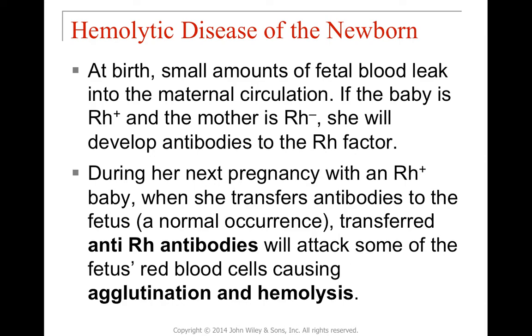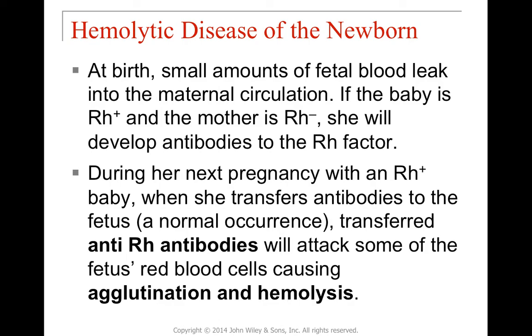So at birth, we're going to have a little bit of fetal blood leak into maternal circulation. If the baby is RH positive and the mother is RH negative, that means she's never seen that RH before. Now she's going to have seen it and she's going to create antibodies to that RH factor. That means that now if she sees another RH positive baby, remember she's RH negative, so the antibodies don't hurt her, but the second RH positive fetus can cause the fetus's red blood cells to agglutinate and then hemolyse, which means congregate and then break open.